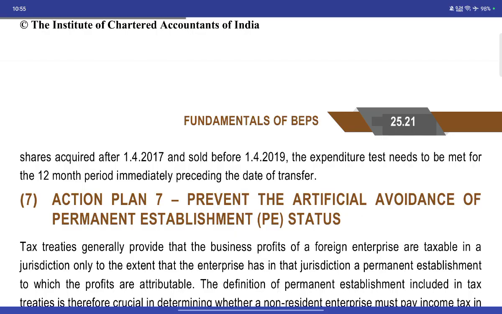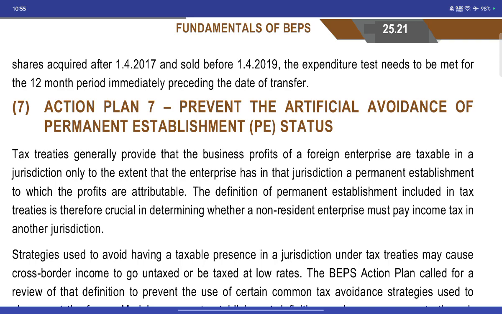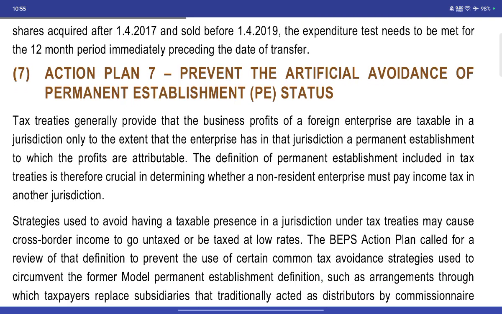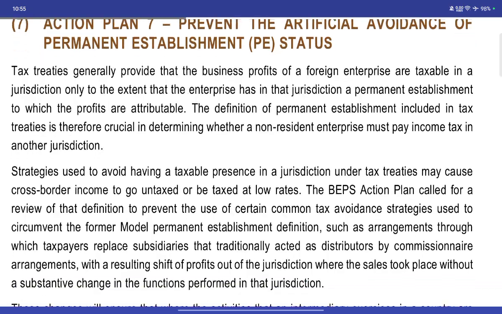The expenditure and test need to be met in the 12 months of the period immediately preceding the date of transfer. Action Plan 7 prevents artificial avoidance of permanent establishment (PE) status. The tax treaty generally allows the foreign entity's business profit to be taxed in a jurisdiction only to the extent that the enterprise has a permanent establishment in that jurisdiction to which the profit is attributable.